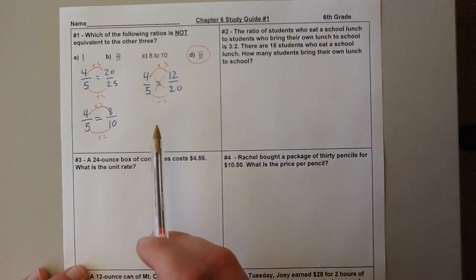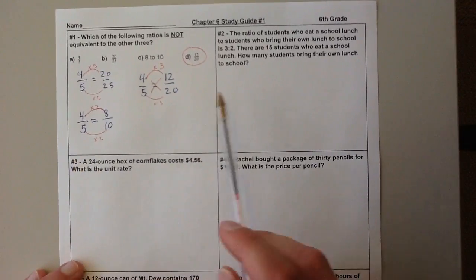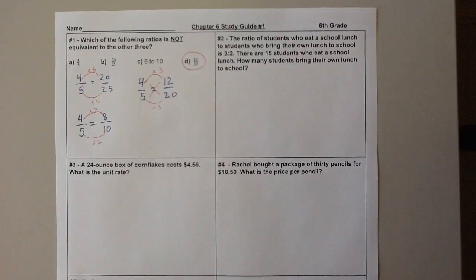All right, so remember, you need to be following along with me. Everything that I write here, you should write something very similar on your paper. Number 2. The ratio of students who eat a school lunch to students who bring their own lunch to school is 3 to 2. There are 15 students who eat a school lunch. How many students bring their own lunch to school?